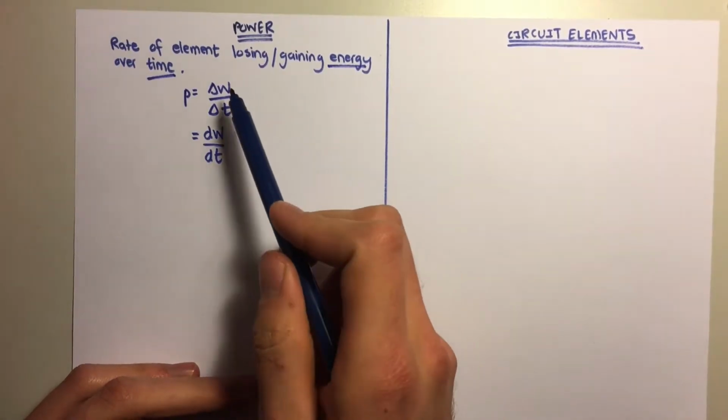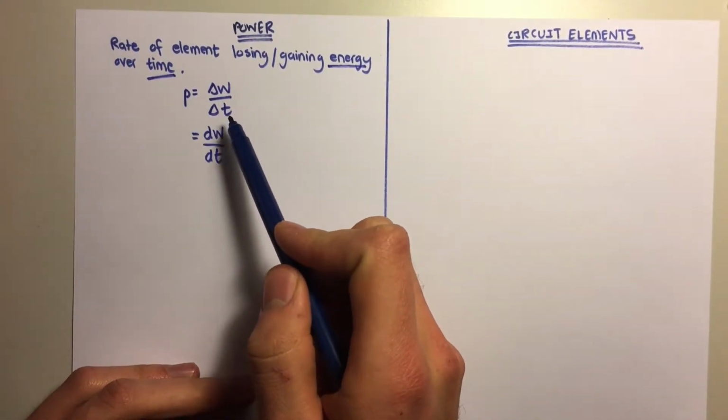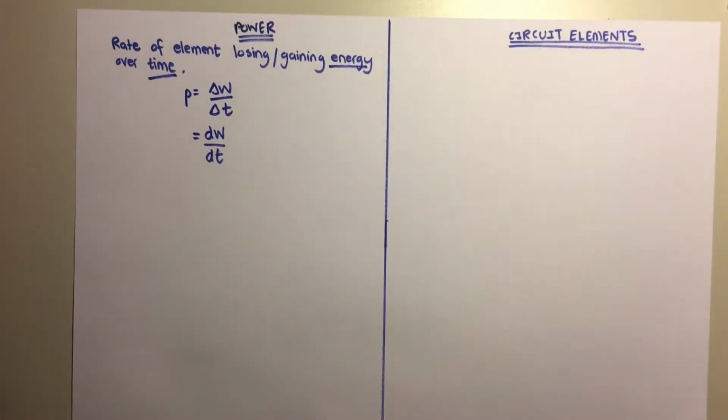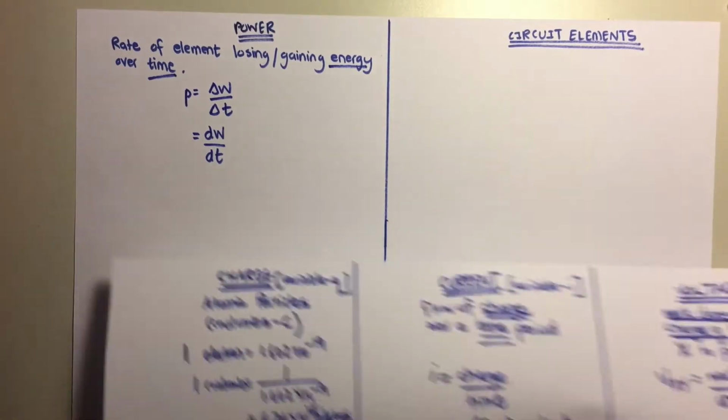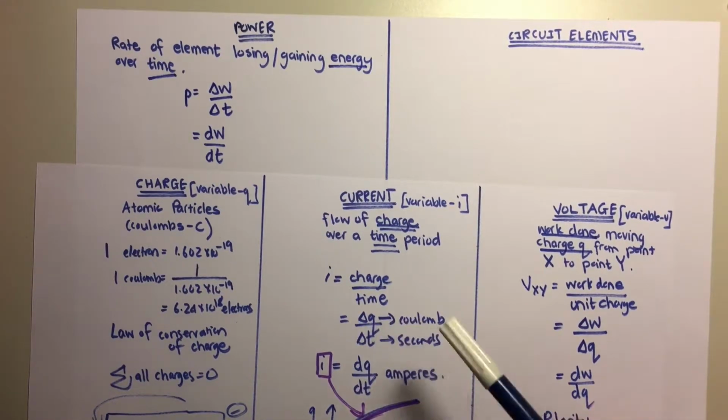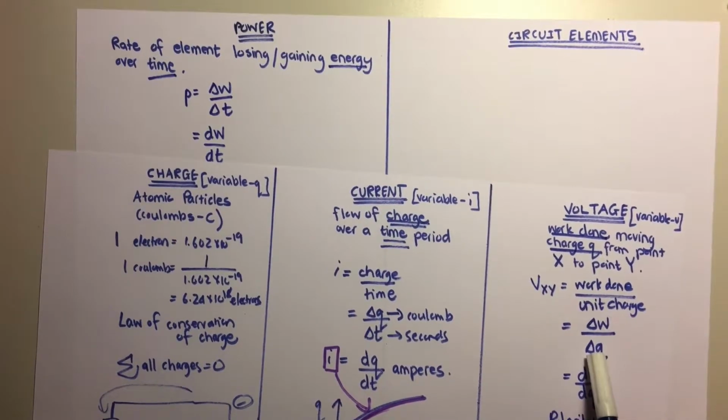Because we might not always have the energy and the time, it would be more convenient to have voltage and current as elements within the power formula. So now I look at my current formula. I can see it's the change in Q over the change in T, and voltage is the change in W over the change in Q.